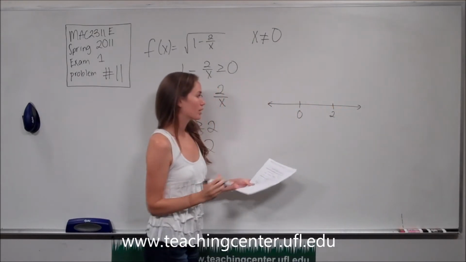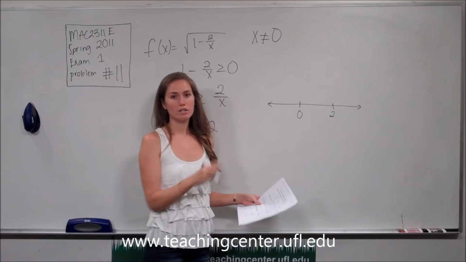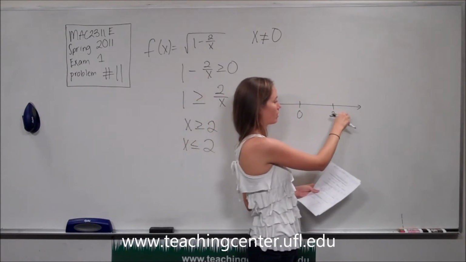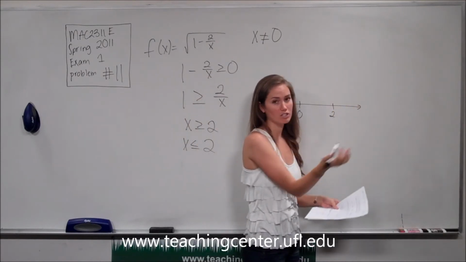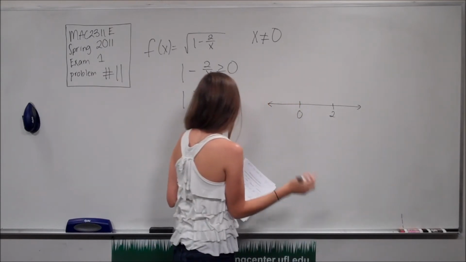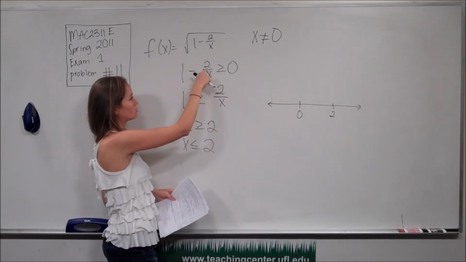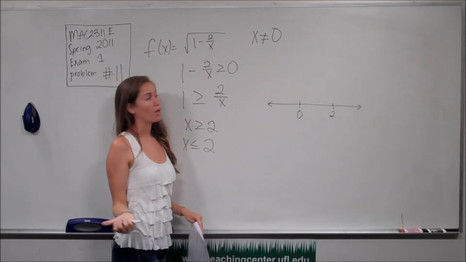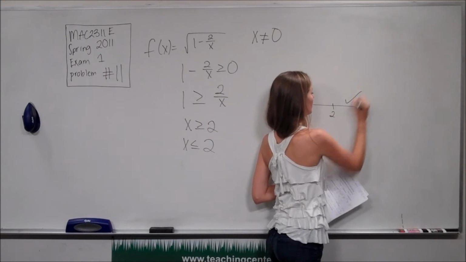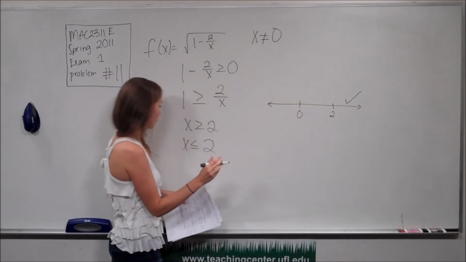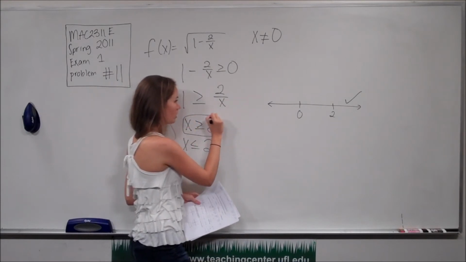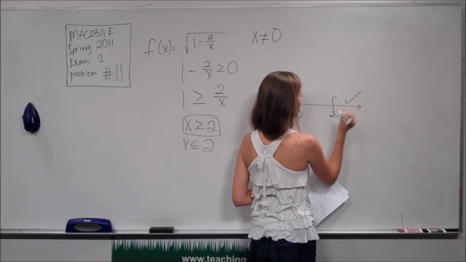What we're going to do is choose numbers from our intervals, plug them in, and see if they work. For this interval we can plug in any number between 2 and infinity, so 3 is an easy one. If we plug in 3, we get 1 minus 2/3, which is 1/3, which is greater than or equal to 0, so this interval works. We know that we're including 2, so it's x greater than or equal to 2, and it's going to be a closed bracket here.